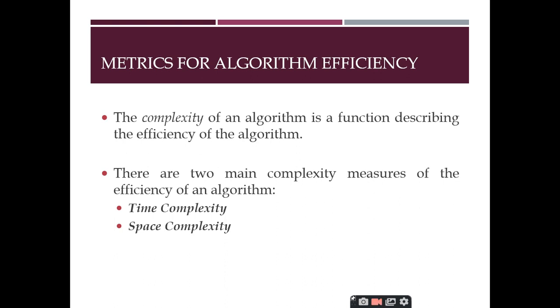So for this purpose we should consider two metrics. In order to evaluate the performance of the algorithms, or in order to measure the efficiency of the algorithms, we have two different metrics. Those metrics are called the time complexity and the space complexity.